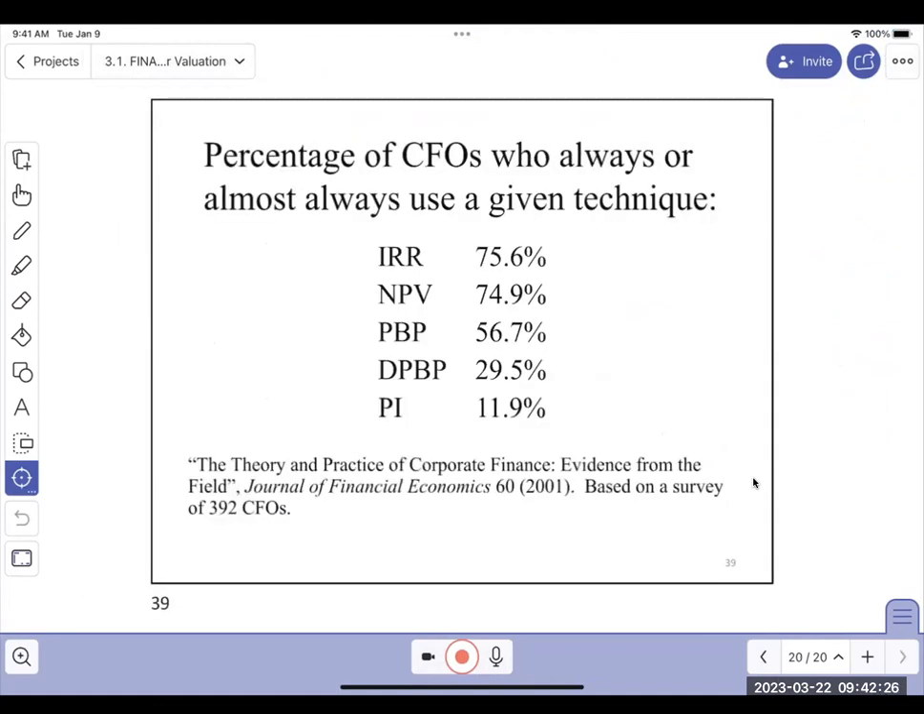firms use? Okay, so there was a study done of an interview with CFOs and their teams, and it looks like the IRR was most popular. So 75.6% indicated they use the internal rate of return. So that's the most popular. And it's for the reason that I explained that you don't need a discount rate to calculate it. And in fact, it gives you a range of possible discount rates that would make the project feasible. So it's very practical that way.